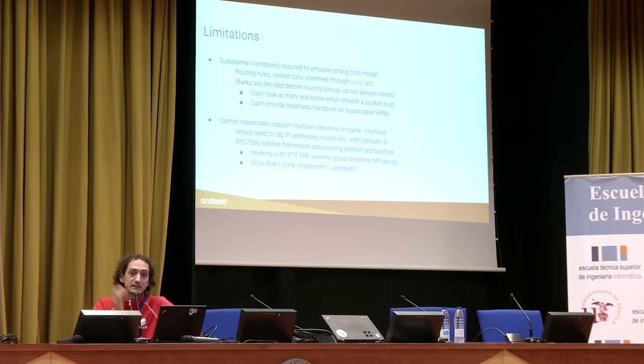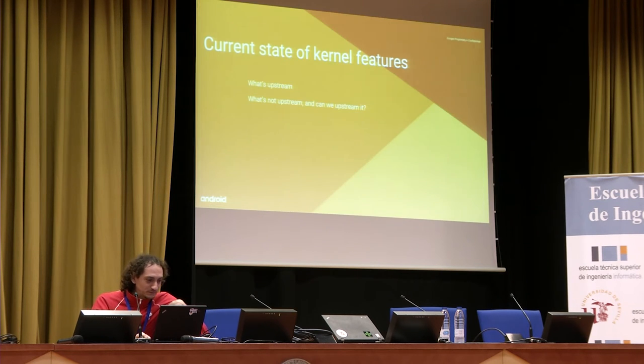And Erik, my colleague, is working in the IETF MIF working group to figure out what an API for selecting networks should look like. And once that's done, we might try to implement it in Linux and upstream it. We do not want to try to implement major pieces of functionality without an RFC behind us, because it can lead to controversy.